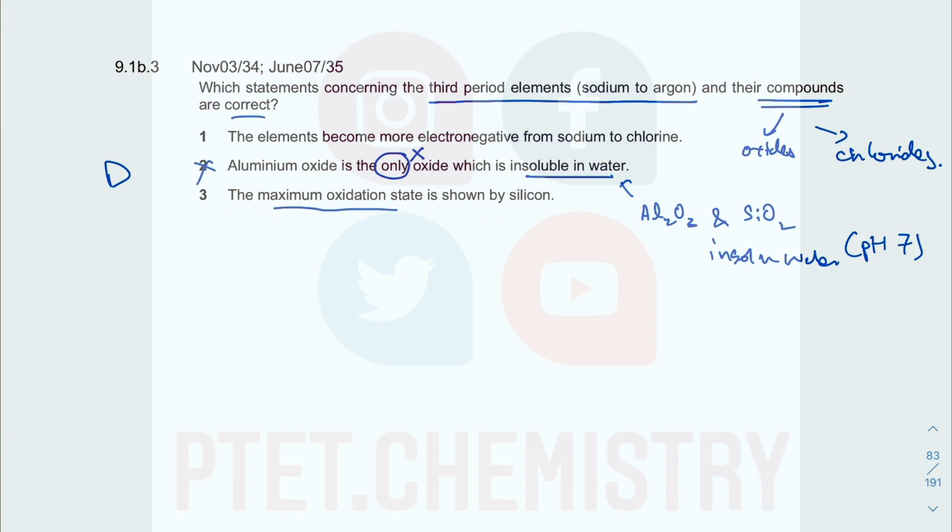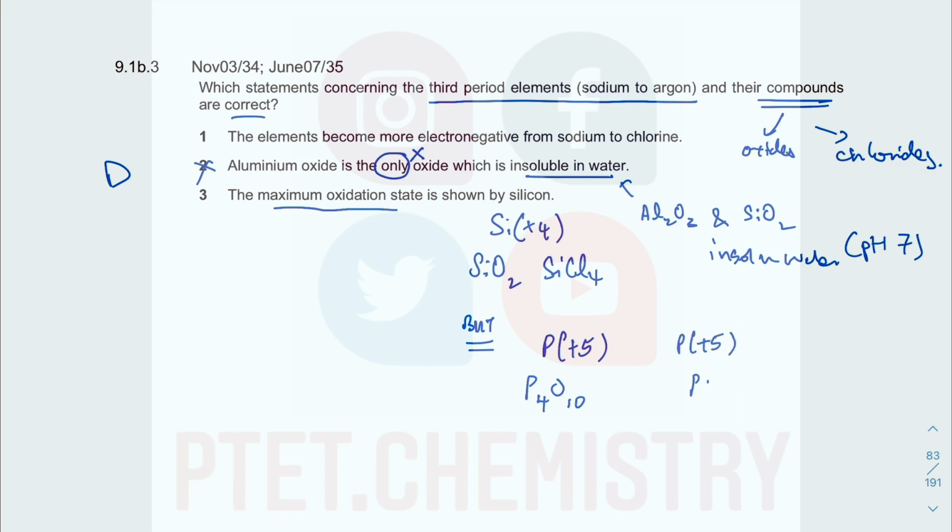Maximum oxidation state across the third period is shown by silicon. So there is silicon plus 4. You can have it in SiO2, SiCl4. But when you go to group 15, you can have phosphorus plus 5, such as P4O10. That is phosphorus plus 5 times 4 is plus 20. Minus 2 for each oxygen times 10 is minus 20. So it balances out, okay? The other one, of course, is PCl5.